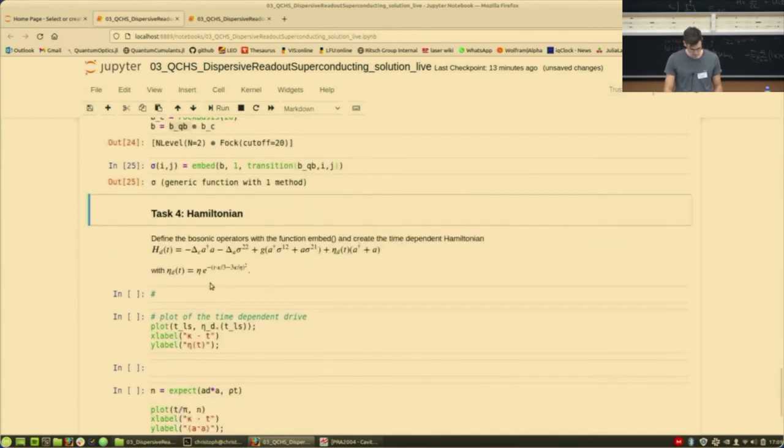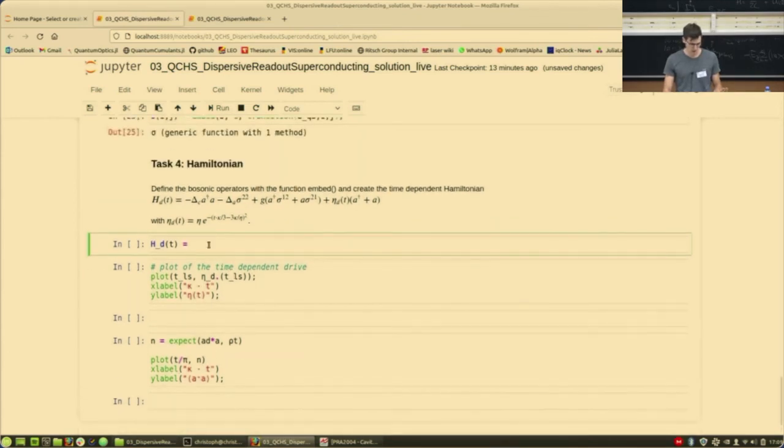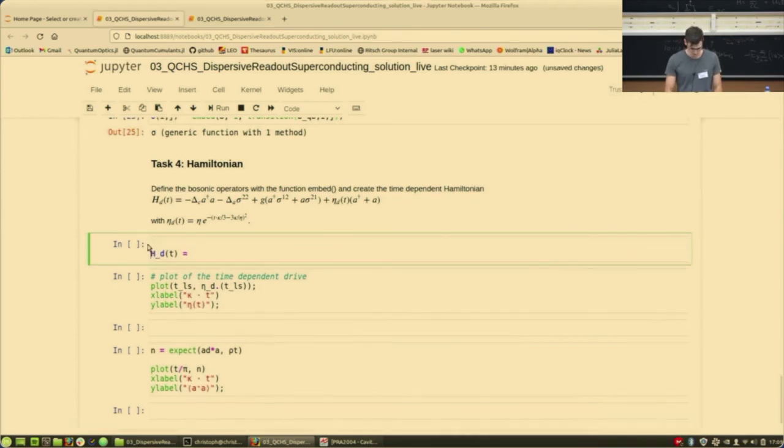Okay, and then your task is basically, again, to use this embed function to define A and A dagger, and then also include a Hamiltonian which is time dependent. I would like you to use such a function, because then we can directly use it. Anyway, just define the time-dependent Hamiltonian, which depends on some time-dependent driving field. Okay, and I'll leave you for 5 minutes for this, and then it's not fully done, but yeah.